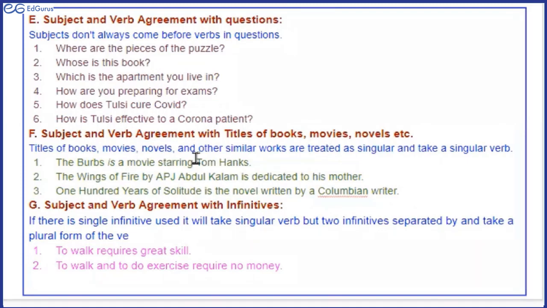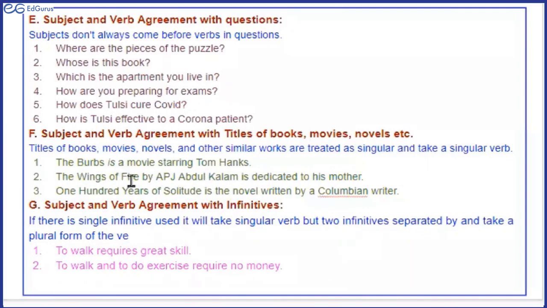Okay. Now, subject and verb agreement with the titles of books. It's very important, right? I really had a tough time with class 12 students. They had been making mistakes here. When you write the titles of books, titles of movies, titles of novels, it is always treated as a singular number. Do remember, right? They are all treated as singular and a singular verb is used.